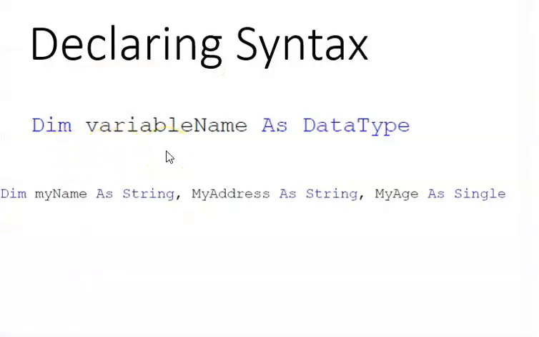Here is the syntax for declaring your variables in the beginning of a VBA subroutine. So you need to type dim variable name as data type. Dim is short for dimension and is originally the command used for defining the size and dimension of arrays in BASIC language. So you can also declare several variables in one line. Then you need to put commas between them. So if my name is the variable, it is a string, my address is a string, and my age is a single or integer.